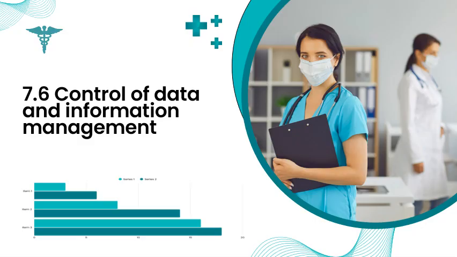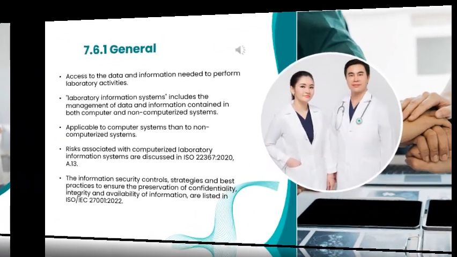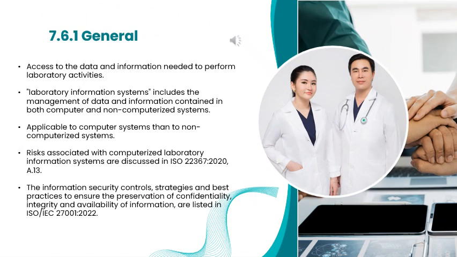Control of data and information management. The laboratory must have access to all the data and information required to carry out its work effectively. The term laboratory information systems refers to the management of information in both computerized and non-computerized systems. While many of the requirements relate more directly to digital systems, they still apply, where relevant, to manual processes as well. Risks associated with computerized laboratory information systems are outlined in ISO 22367, which provides guidance on identifying and managing potential vulnerabilities that could affect patient care or data accuracy.